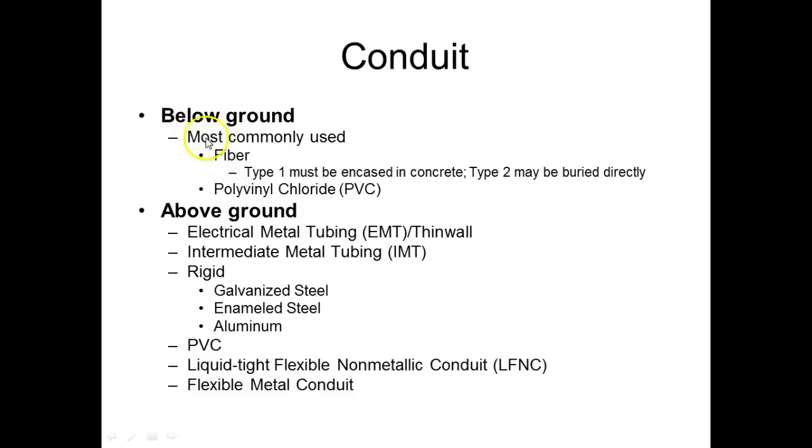So this says below ground, you're going to use what? Either fiber or PVC, right? Above ground, you're either going to use EMT, also called what? Thin wall. Intermediate, IMC, which has a thicker wall on it. Rigid, either galvanized steel, enamel steel, or aluminum. PVC, above ground, liquid tight flexible conduit, or flexible metal conduit.